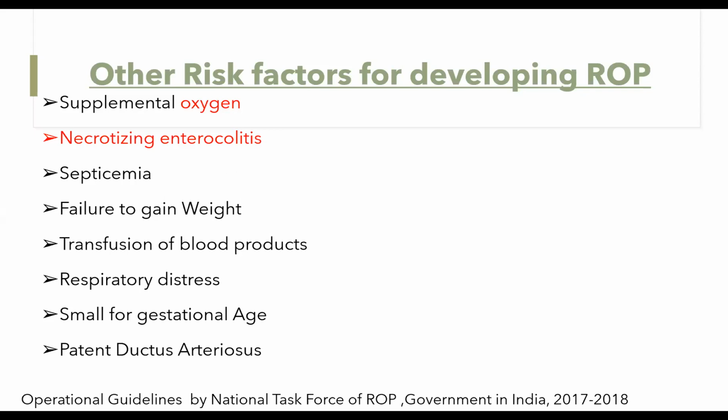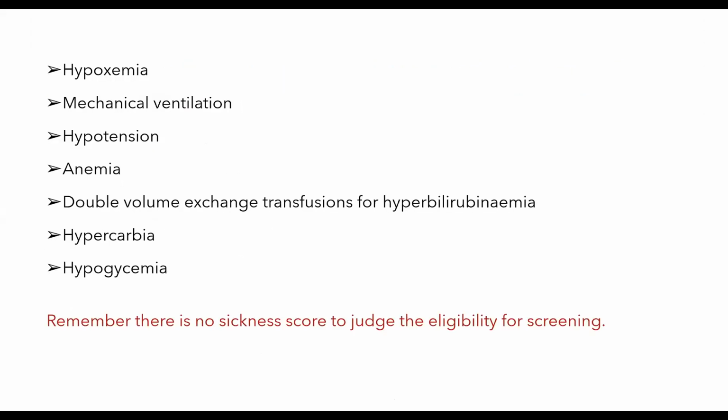Other factors are transfusion of blood products, respiratory distress, hypoxemia, mechanical ventilation, hypotension, anemia. Anemia is a very important factor which I always ask about when I see any baby with retinal signs where I feel the baby is anemic. So I always stress on increasing the dose of hematinics and improving the hemoglobin level. Hypercarbia and hypoglycemia are other factors. So we need to remember there is no sickness score to judge the eligibility for screening.